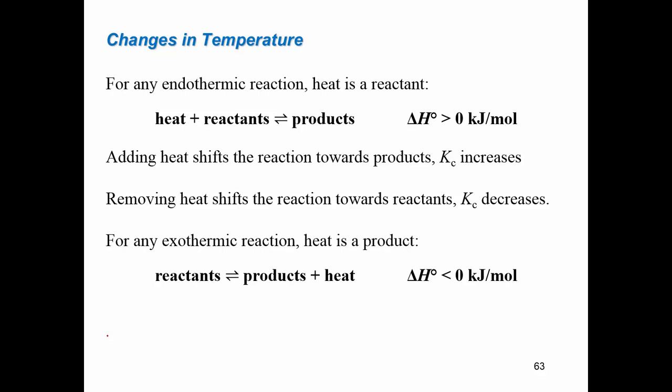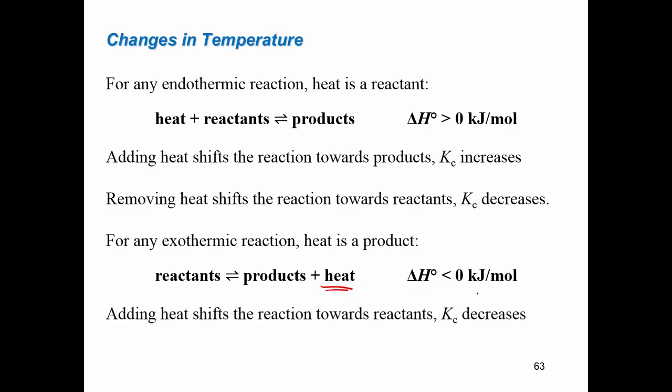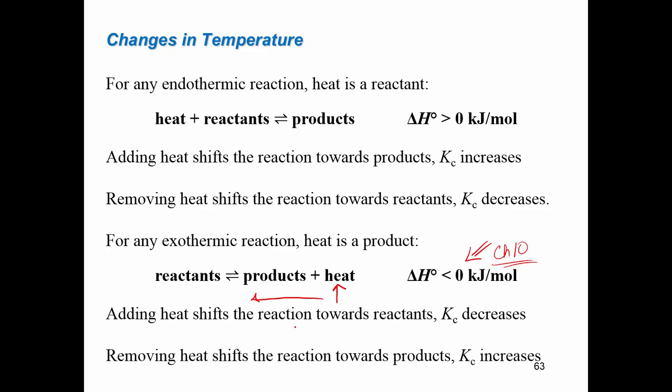But for an exothermic reaction, heat is produced. It is a product, and your delta H is going to be less than 0. This part right here should be review from Chem 1. If it's not review for you, you need to look at Chapter 10. Now, adding heat will shift the reaction towards the reactants. Remember, you treat heat as if it was one of your compounds, and if you add that, it will shift away from the addition. Now that decreases your Kc. If you remove the heat, so if you cool it off, then you will shift towards the production of products and you will increase your Kc.